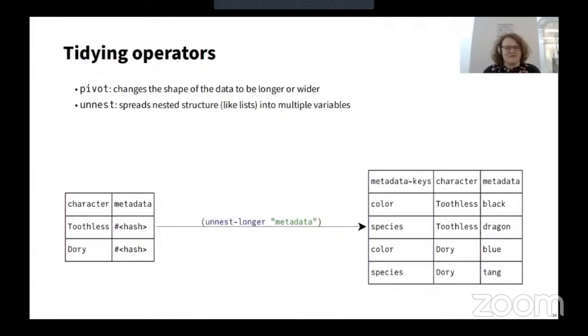Unnest, which spreads out nested structure like lists into multiple variables. Sawzall doesn't know how to deal with lists or vectors or hashes, at least not on its own. So the unnest operator can spread these out into their own variables, so we can then deal with them. Here, we have hash tables in the input data, so we can spread it out with the unnest-longer operator.